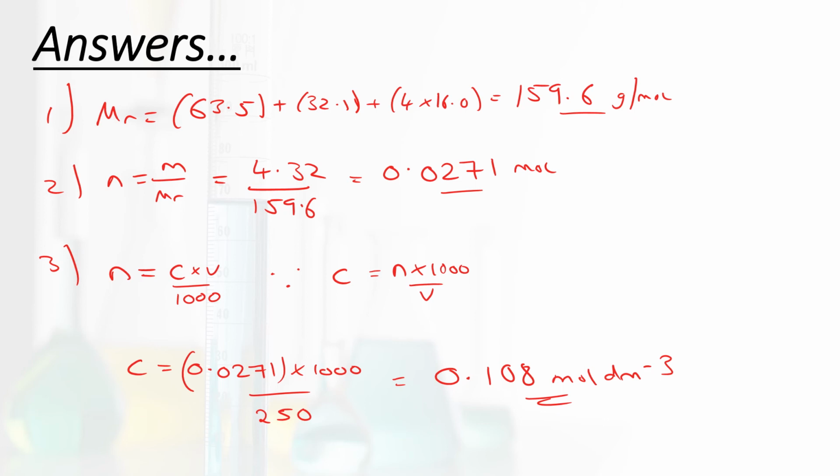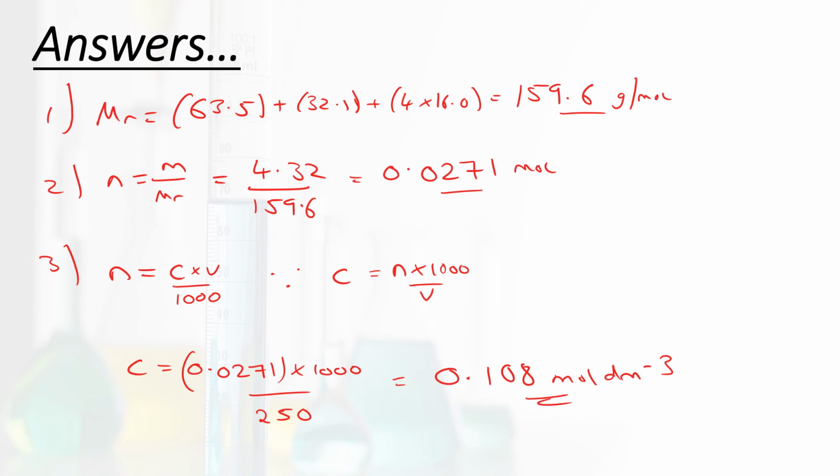Remember, the unit for moles is just mol. And again, note the significant figures. We have 4 significant figures for the molar mass, 3 significant figures for the mass, and therefore we have to give our answer of moles to 3 significant figures. And then finally, we're asked to find out what was the concentration if we had that amount of copper sulfate dissolved in 250 centimeters cubed of water.